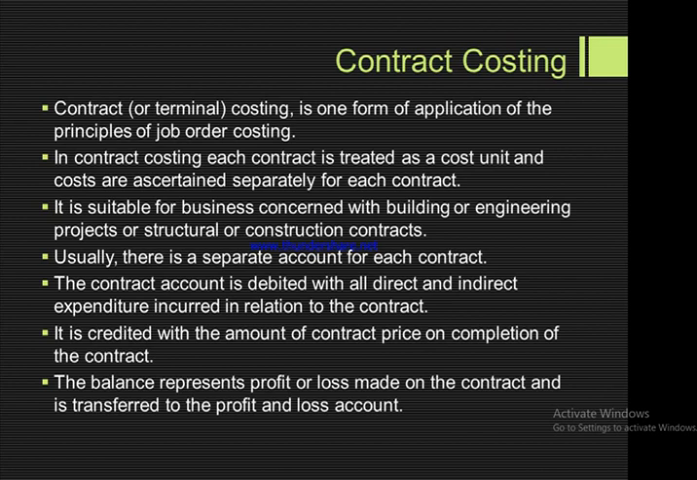Similarly, when we want to construct a house and it is very difficult for us to supervise or get the materials and keep track of fluctuation in the prices of the materials, we normally seek the help of an engineer and ask him what is the contract price of getting the 2 BHK house constructed, and accordingly he specifies a per square feet construction cost. So contract costing is also a form of application of the principles of job order costing. Under this method, each contract is treated as a cost unit and the costs are ascertained separately for each contract.